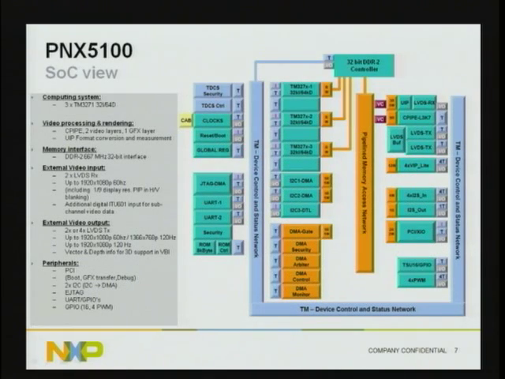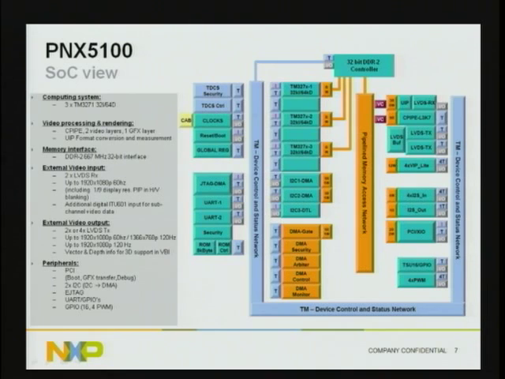So let's take a look at this PNX5100. So let's take a look at the SOC view of this one. Basically, the heart of this chip is what we call the computing system, which consists of three extremely powerful media processors. So that's the Trimedia 3271, which are processors and architectures that we actually own in-house, and two of them actually perform the full frame rate conversion functionality in software.